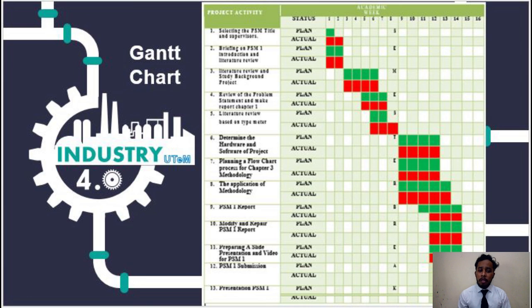Number 7, planning the flow chart and processing the chapter 3 methodology. Number 8, the application of the methodology. Number 9, PSM1 report. And number 10, modify and repair the PSM1 report. And 11, preparing a slide for the presentation video for PSM1. And 12, PSM1 submission. And 13, PSM1 presentation. That's all my planning during project 1.